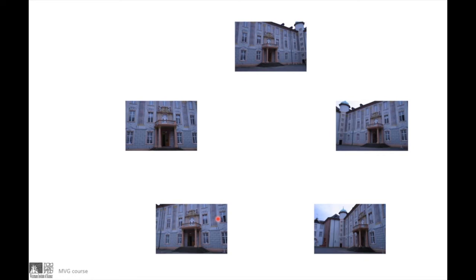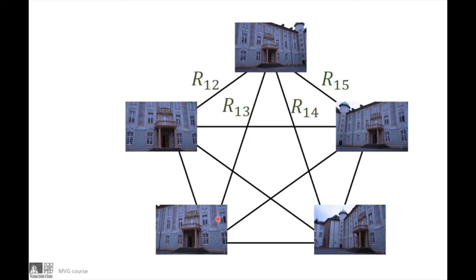Okay, so the idea is the following. Given images, what we want to do is to compute some relations between pairs of images. But these relations will not necessarily be consistent, and we will want to make them consistent. So let's start with an example.